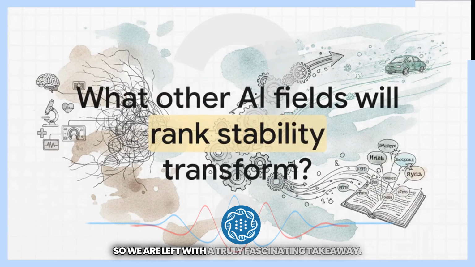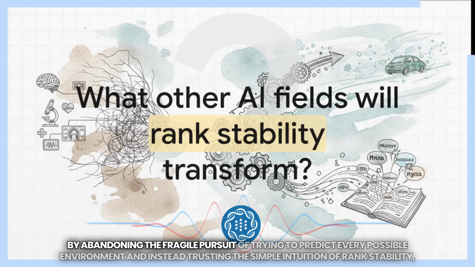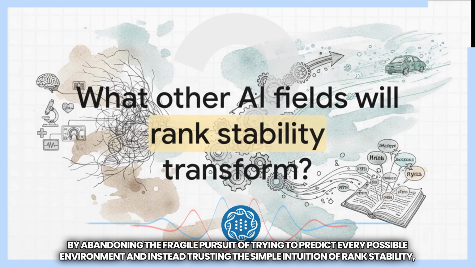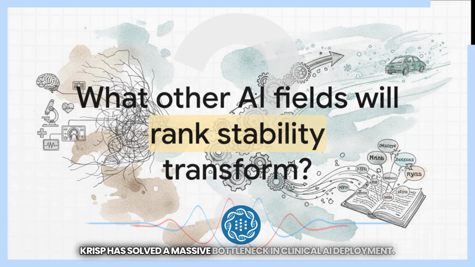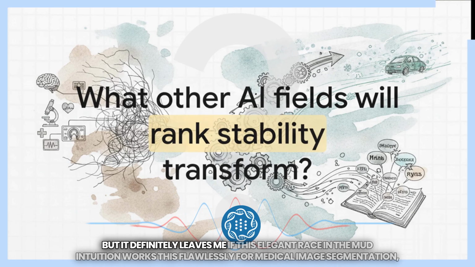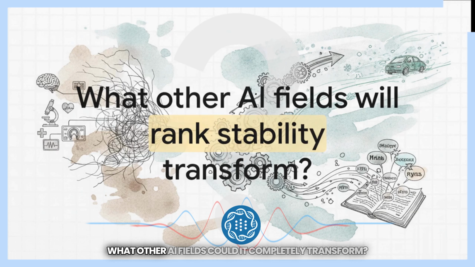So, we are left with a truly fascinating takeaway. By abandoning the fragile pursuit of trying to predict every possible environment and instead trusting the simple intuition of rank stability, CRISP has solved a massive bottleneck in clinical AI deployment. But it definitely leaves me wondering, if this elegant race-in-the-mud intuition works this flawlessly for medical image segmentation, what other AI fields could it completely transform next?